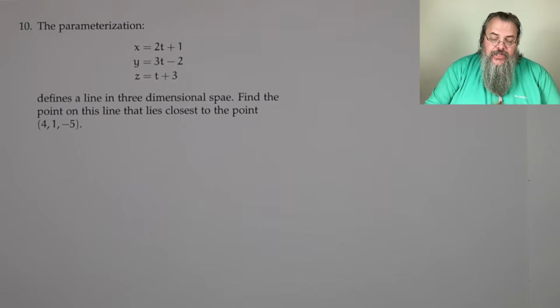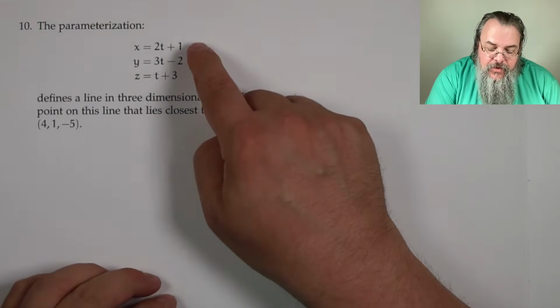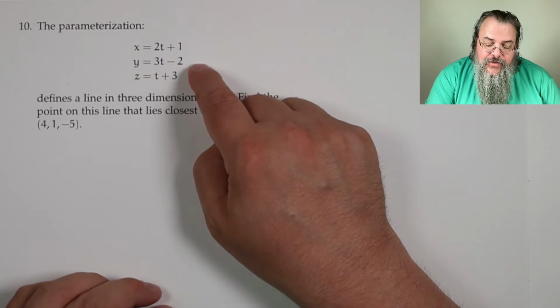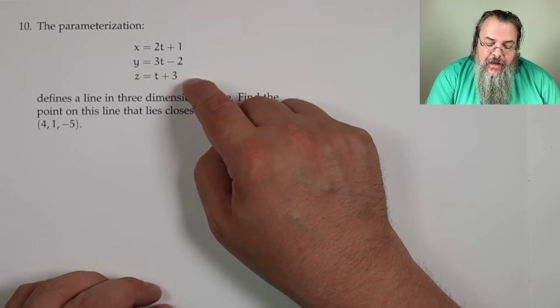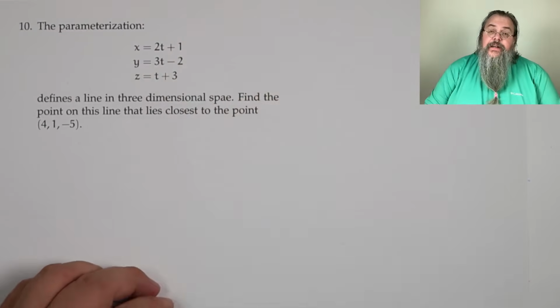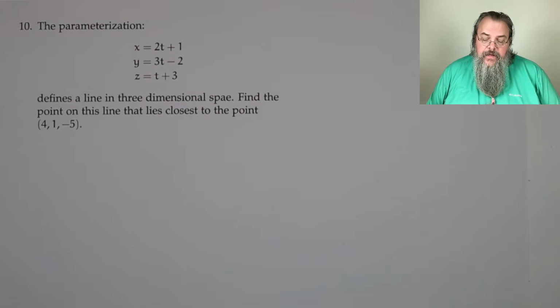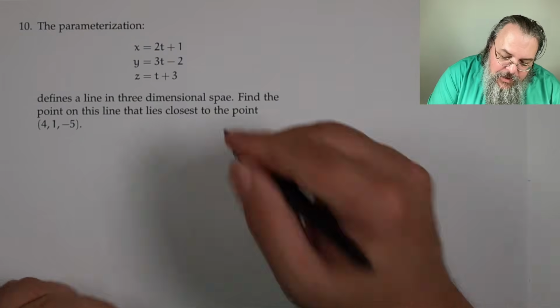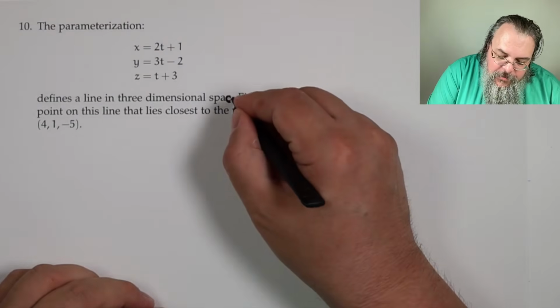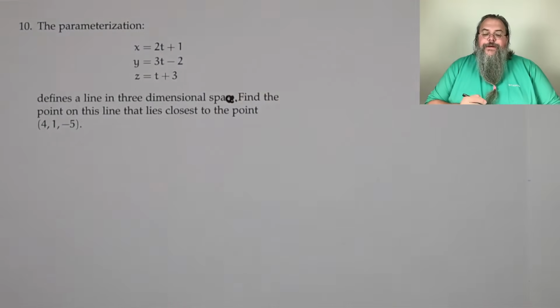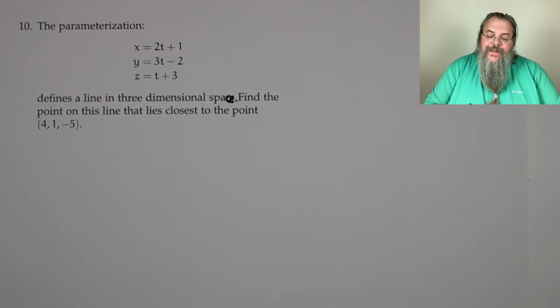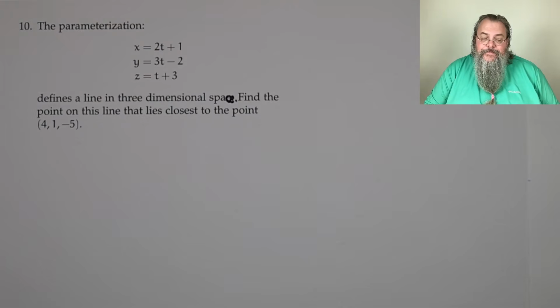The parameterization x equals 2t plus 1, y equals 3t minus 2, and z equals t plus 3 defines a line in 3-dimensional space. Okay, all right. That's a typo. That's okay. We love our instructors. We'll forgive them for a typo. Space. Find the point on this line that lies closest to the point 4, 1, negative 5.